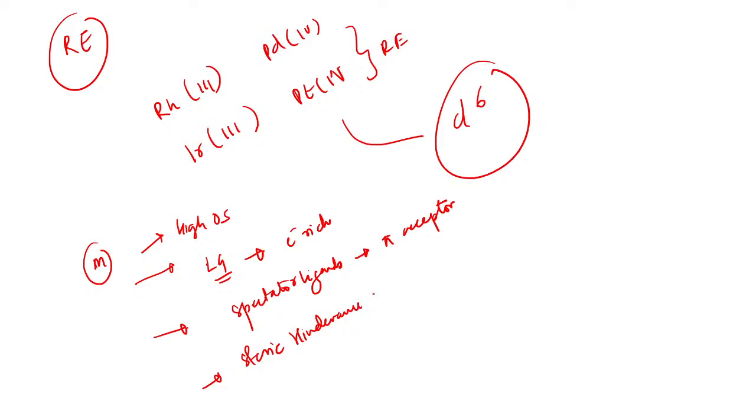Why we need steric hindrance? Because we basically want to leave two groups. Okay, so if there is more steric hindrance, so instability would be there and the leaving groups will leave the surface. Okay, so these are all the points for reductive elimination.